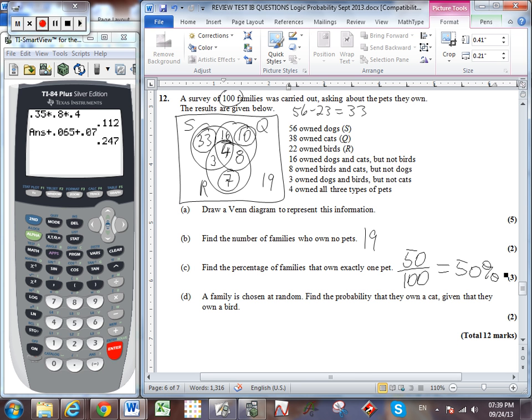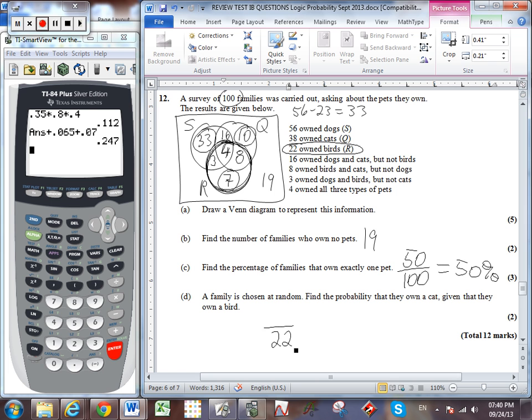And lastly, part D, a family is chosen at random. Find the probability that they own a cat given that they own a bird. I have given you that they are one of these 22 individuals. So we're only looking at the bird circle. So there's only 22 people that we're considering, families that we're considering, because we know that they own a bird.